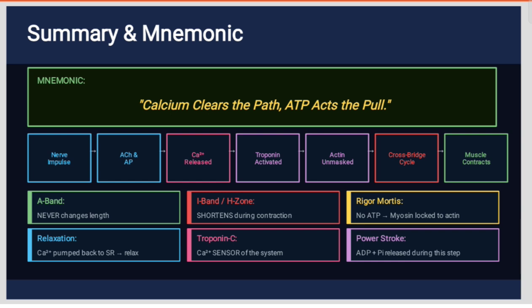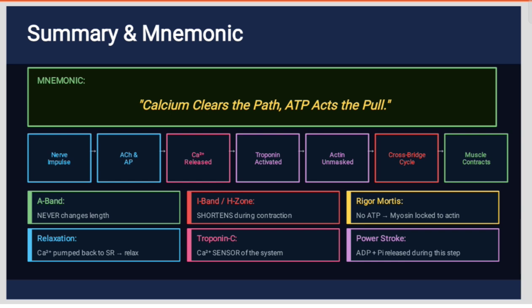The complete story in 7 steps. Nerve impulse arrives at the neuromuscular junction, acetylcholine is released, action potential on the sarcolemma travels down the T tubules, the sarcoplasmic reticulum releases calcium into the sarcoplasm, calcium binds to troponin C, tropomyosin moves, actin is exposed, and the myosin head loaded with ADP plus Pi forms a cross bridge. The power stroke pulls actin toward the M line. ADP plus Pi are released. New ATP binds, myosin detaches. ATP is hydrolyzed, the head recoils, and the cycle repeats.